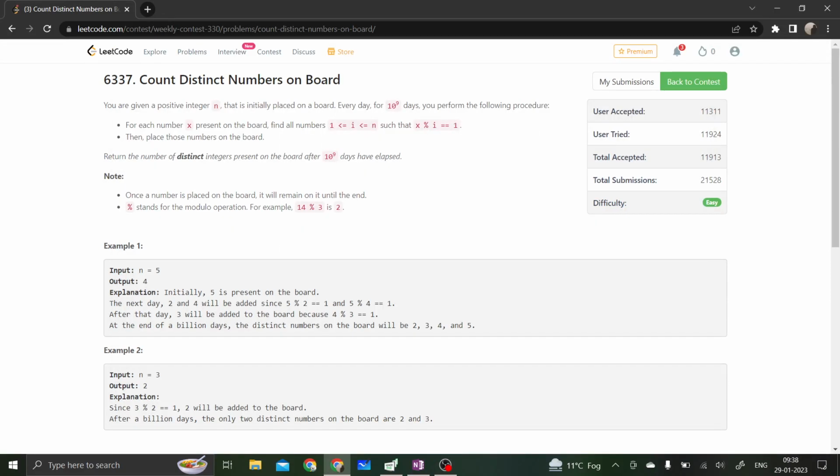Hi everyone, let's solve the first question from today's weekly contest, that is Count Distinct Numbers on Board. You are given a positive integer n that is initially placed on a board. Every day for 10 raised to the power 9 days, you perform the following procedure.